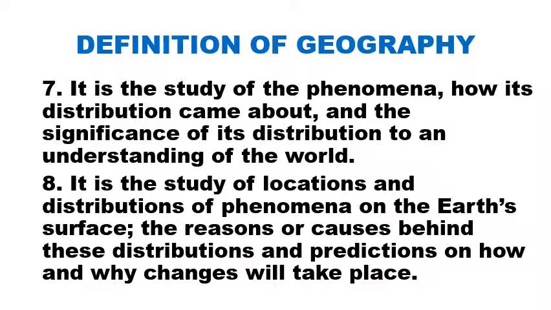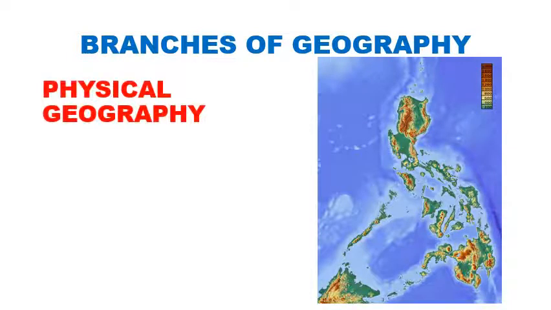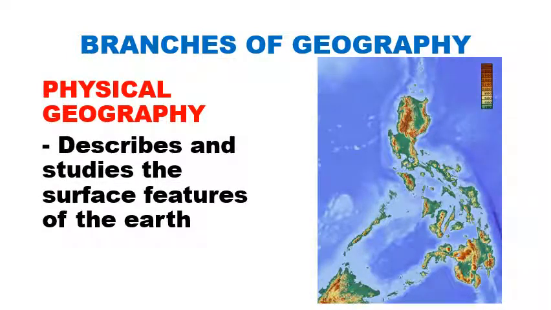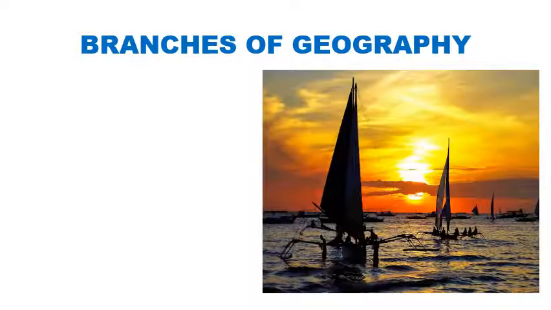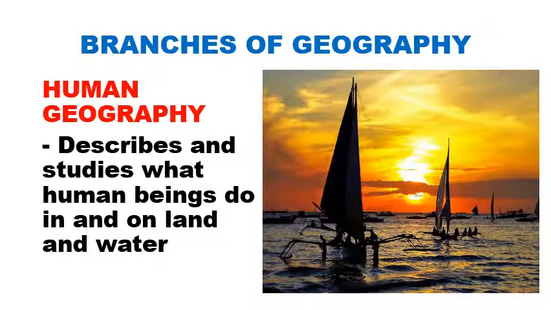Branches of geography. Physical geography describes and studies the surface features of the Earth. Human geography describes and studies what human beings do in and on land and water.